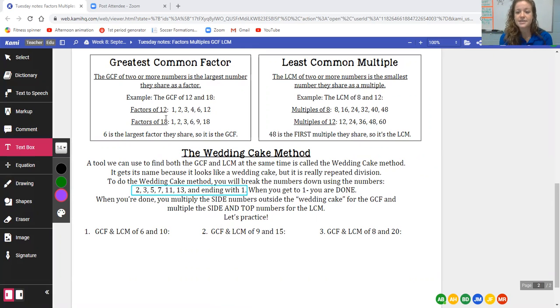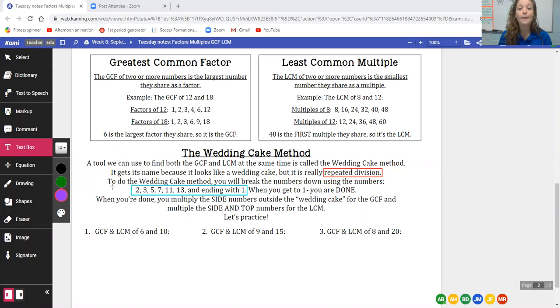So if we're looking at this, it gets its name because it looks like a wedding cake, but it is really repeated division, okay? Remember, make sure that you write down these notes and you have them in a nice, safe spot so that you can refer back to them. To do the wedding cake method, you will break the numbers down using the numbers 2, 3, 5, 7, 11, 13, and ending with 1. What do you notice about those numbers?